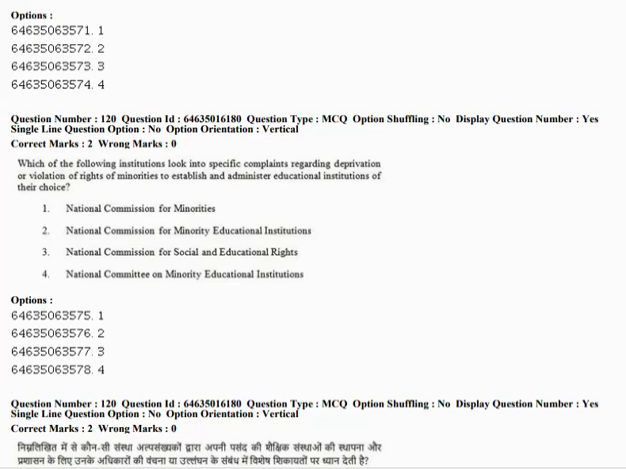120. Which of the following institution looks into the specific complaints regarding the deprivation or violation of rights of minorities to establish and administer educational institution of choice? It is National Commission for Minority Educational Institution.